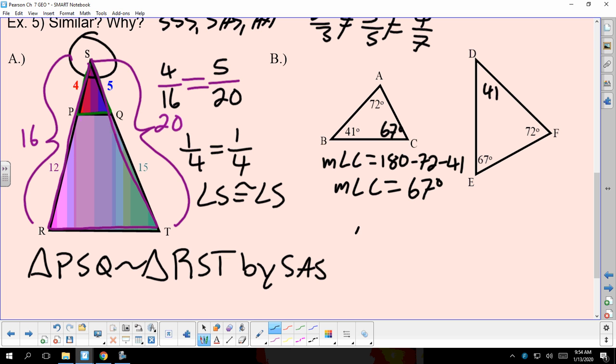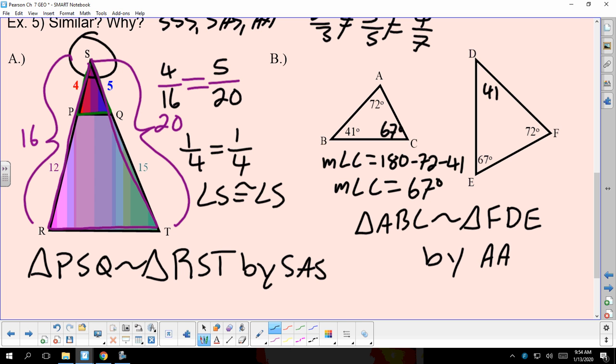So triangle ABC is similar to triangle FDE by angle, angle. Okay. Have all three angles of one triangle. We can go to all three angles.